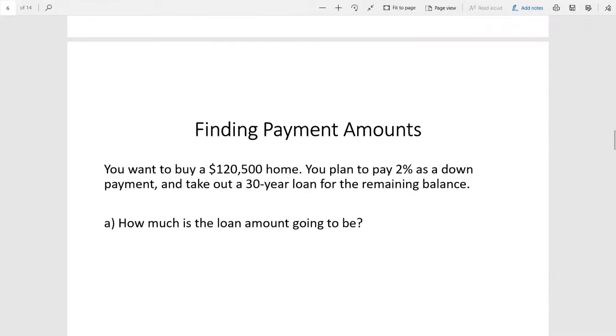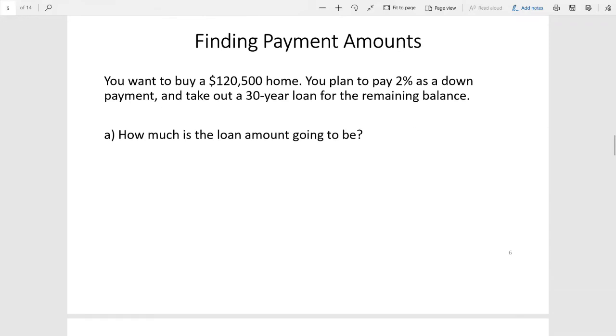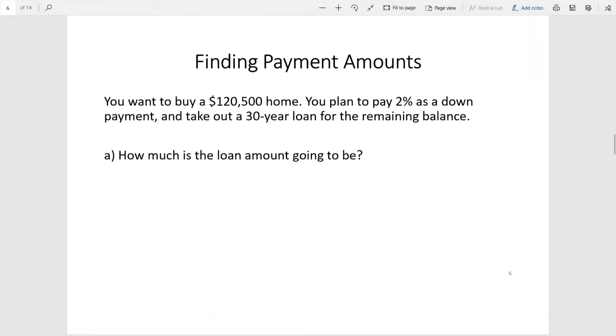So finding the first answer: how much is the loan amount going to be? You're doing 2% down, which is 0.02 times 120,500, equal to $2,410.